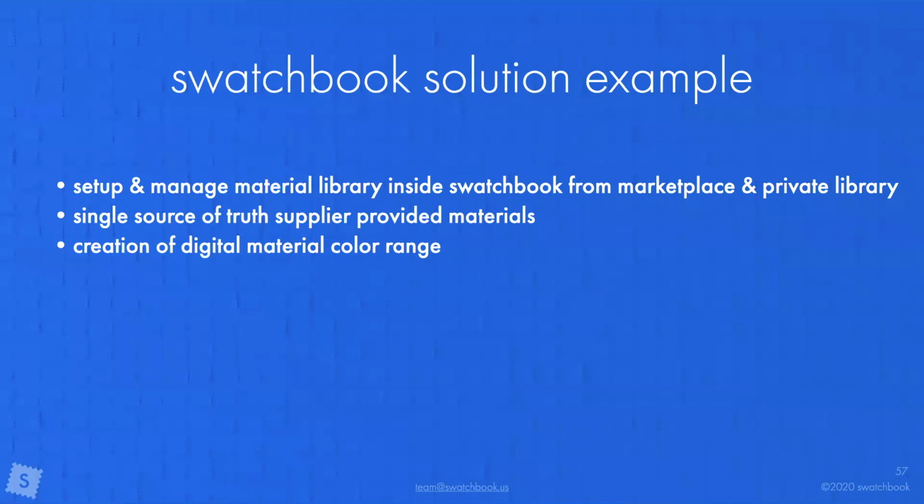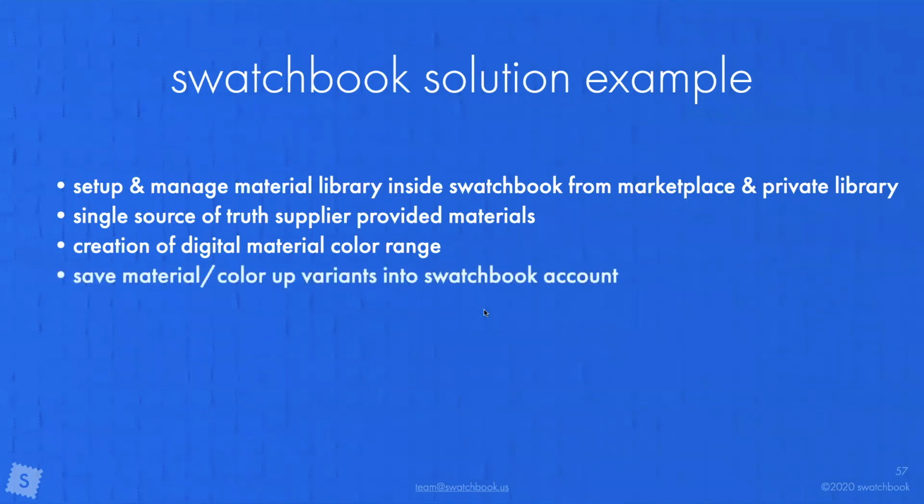gives everybody a much clearer way of how to use and utilize things. Creation of digital material color ranges. We feel this is pretty important. A lot of times, a brand comes in and looks at the 50 shades of different colors that a supplier provides, and it's still not enough, and they still want to create their own. So we want to provide tools that do that without having to wait for those physical sample swatches to come in. And obviously save material and color variants inside of a Swatchbook account.